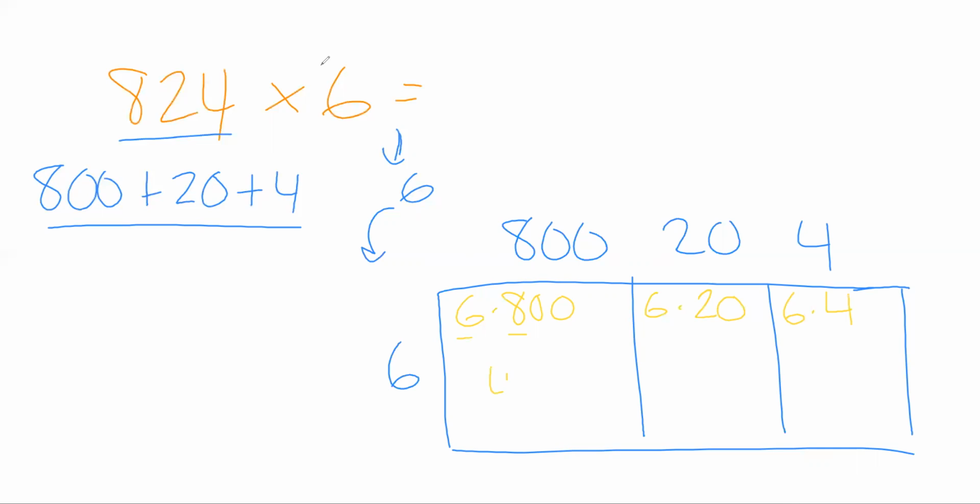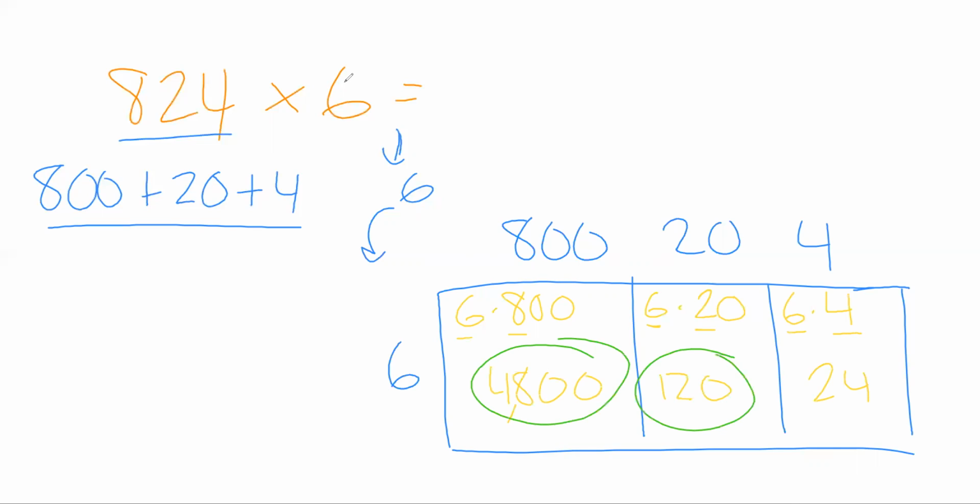So 6 times 8 is 48, 2 zeros. 6 times 2 is 12 and 1 zero. And then 6 times 4 is 24. So we're going to take these and add them together. Again, you notice all of my steps. I expanded. I built the model. I multiplied. Now we're going to add our 3 products together.